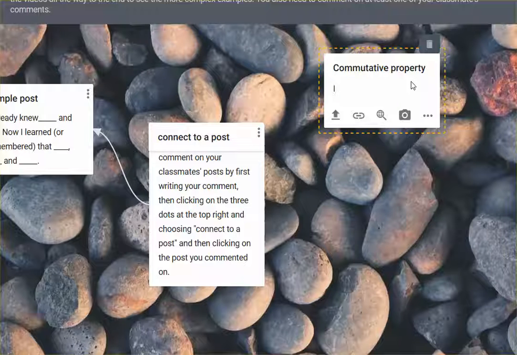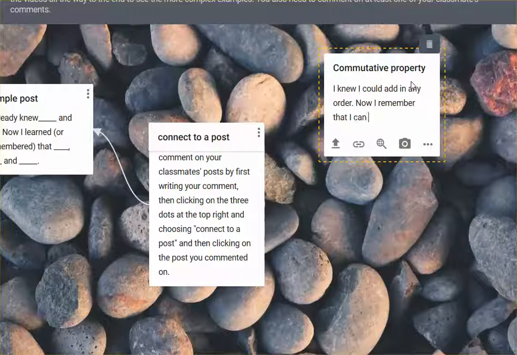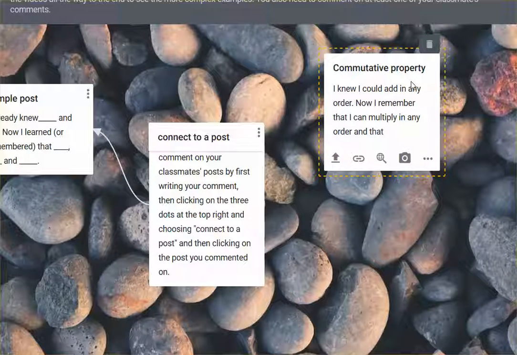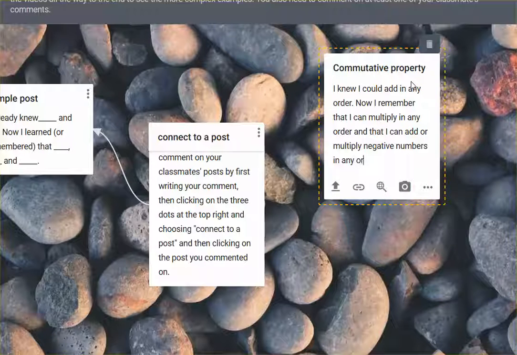And you might say, I knew I could add in any order, and now I remember that I can multiply in any order, and that I can add or multiply negative numbers in any order too. And let's say that I want to connect to a classmate's, maybe I want to connect to this one.